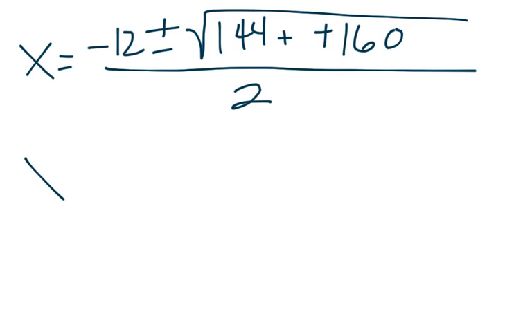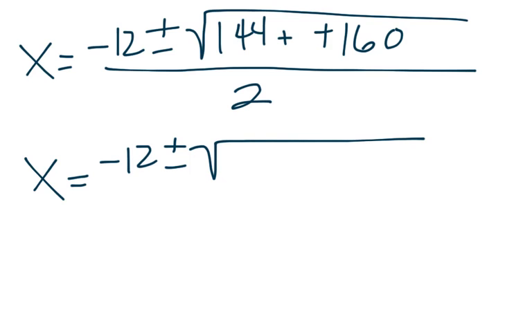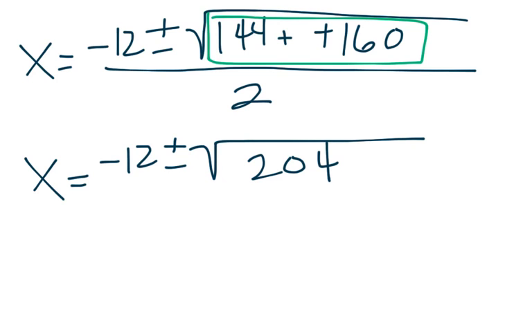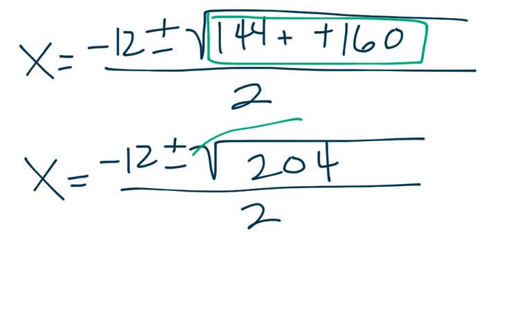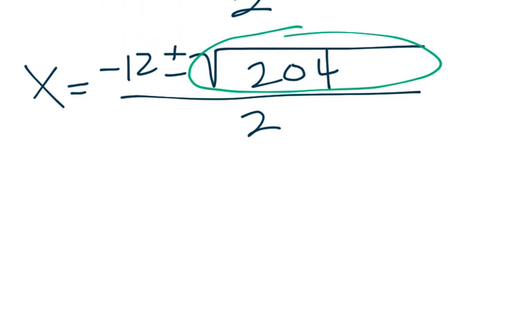And we are going to keep on simplifying. So negative 12 plus or minus the square root. Now we are going to simplify 144 plus 160, and that is going to be 204 over 2. Now we are going to find the square root of 204, because this is the next part that we are simplifying. You can use your calculator for this. In fact, I don't think you could do it in your head, so I hope you have a calculator.